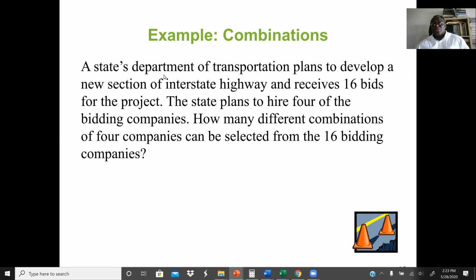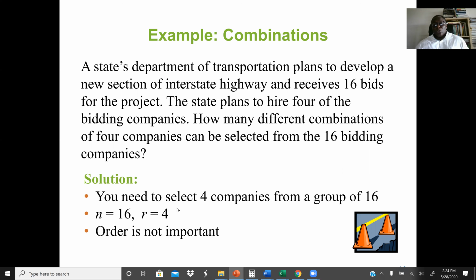Here a state Department of Transportation plans to develop a new section of interstate highway and receives 16 bids for the project. Now the state plans to hire 4 of the bidding companies. How many different combinations? You see here we are using companies. If I have company A, B, C, it's the same as saying company C, B, A. It doesn't matter what position. So combination is mostly good for combining things like companies or people, because for these the order doesn't matter.